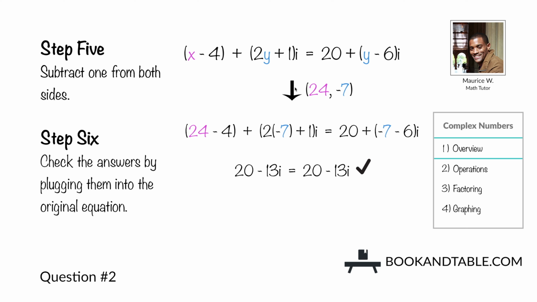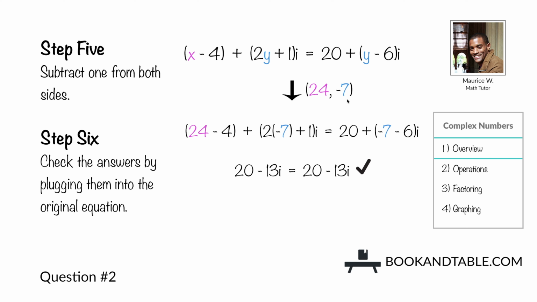So we plug in x is equal to 24 here, and we get 24 minus 4, which is equal to 20. And the real number on the left side, 20, equals the real number on the right side, 20. So that confirms that x is equal to 24.